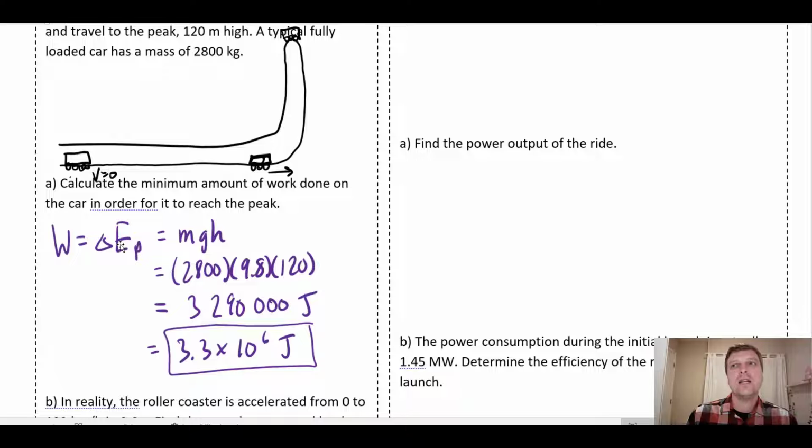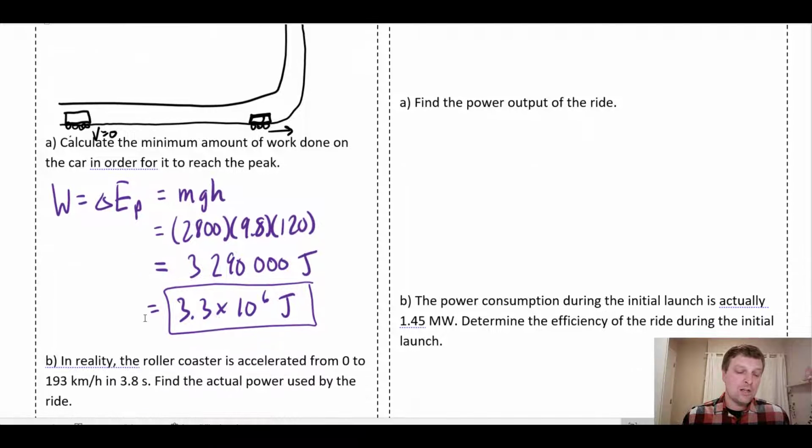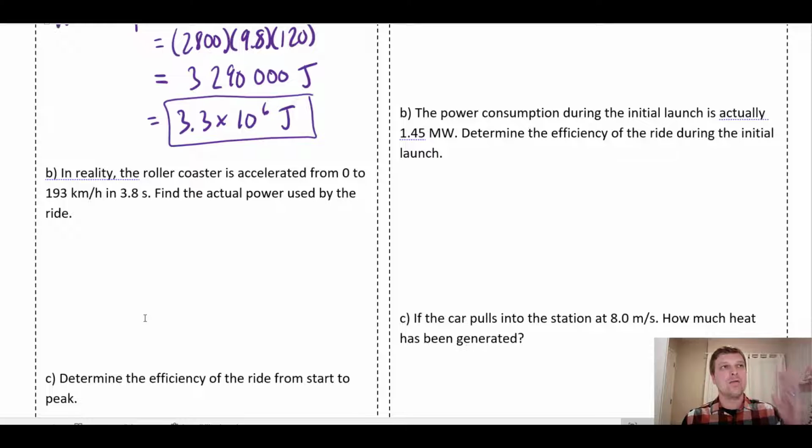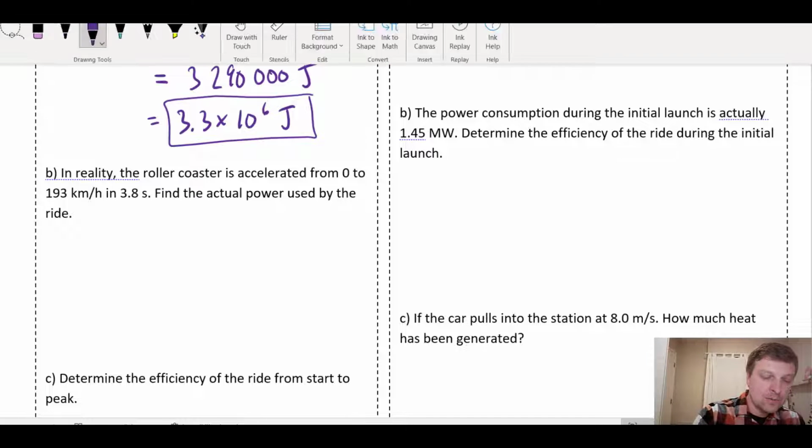But of course, that's not going to do it. If you only gave it 3.3 million joules of energy, it wouldn't make it to the top because there's air resistance and friction in the track and all sorts of wasted forms of energy, heat and whatever else. In reality, the roller coaster has to go from 0 to 193 kilometers per hour in 3.8 seconds during the acceleration phase. So the actual speed it needs to reach is 193 kilometers an hour.